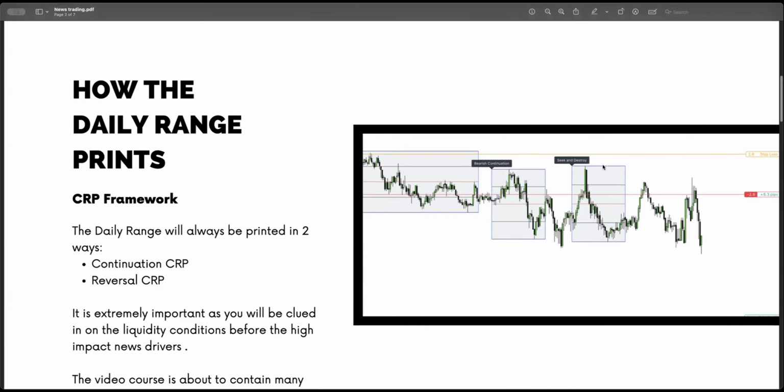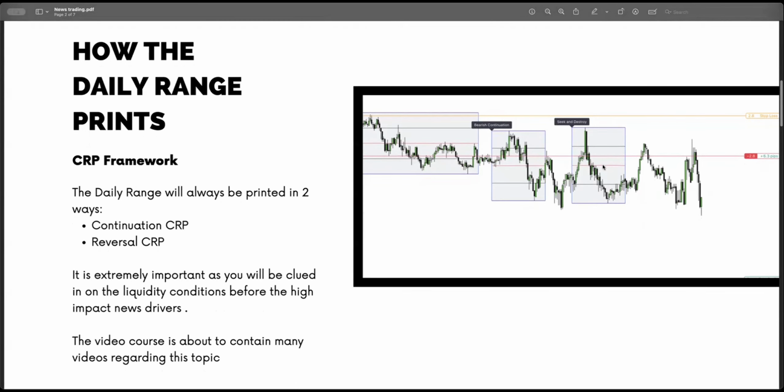Okay? So first of all, we must understand how the daily range prints. And how do we do that? We understand it using my CRP framework. The daily range will always be printed in two different ways. One is the continuation CRP, and the other is the reversal CRP.